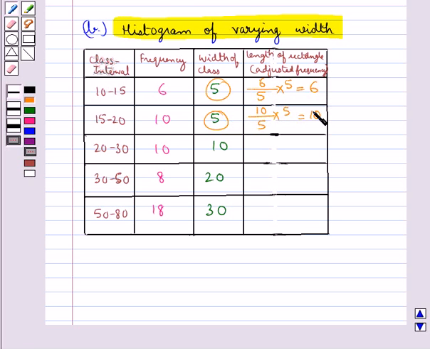This gives us 10. Now for the next one, it is the frequency, which is 10, upon the class size, which is 10, multiplied by the minimum class size, which is 5. This comes out to be equal to 5.